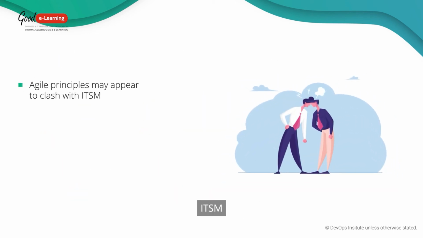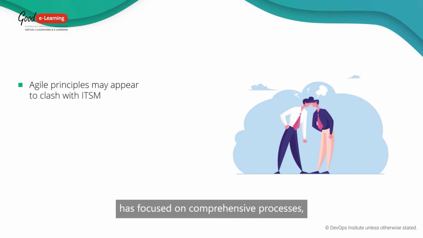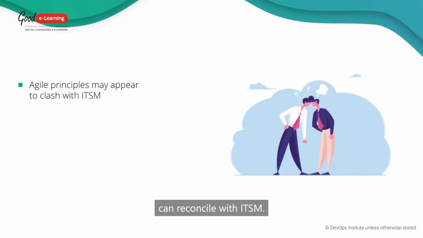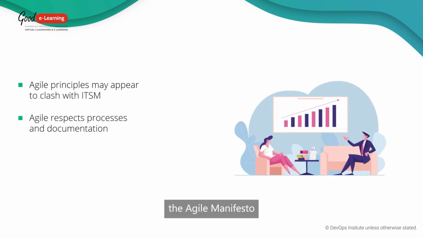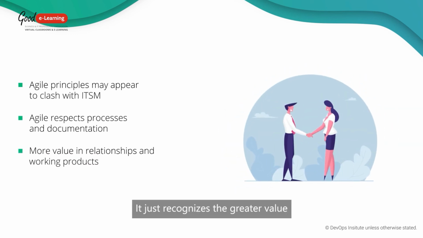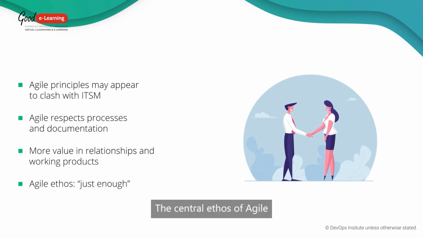Traditionally, ITSM has focused on comprehensive processes, documentation, and service-level agreements, so it may not be immediately apparent how Agile principles can reconcile with ITSM. However, the Agile Manifesto doesn't reject processes and documents. It just recognizes the greater value in relationships and working products. The central ethos of Agile is to value outcomes more than artifacts and ensure that only just enough documentation and contracts exist to facilitate value creation.